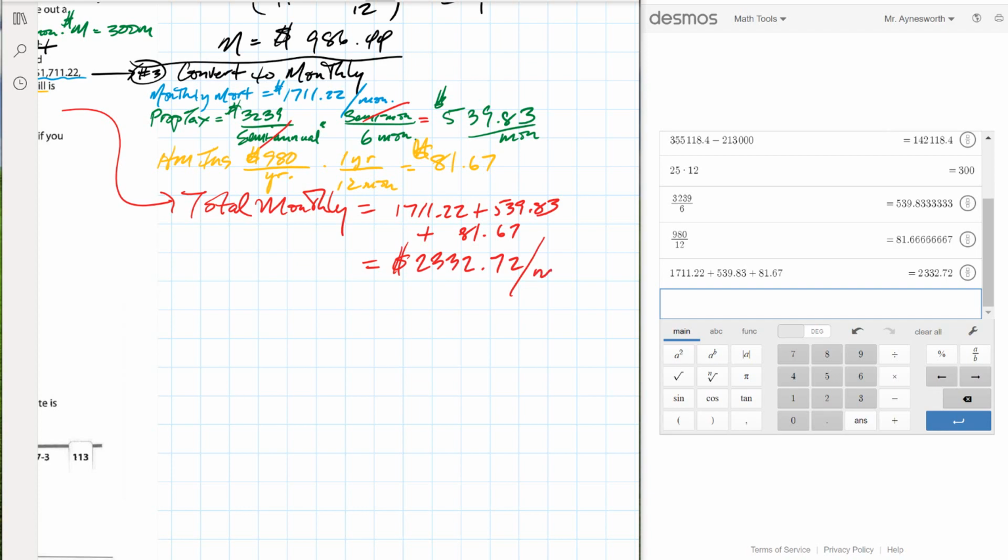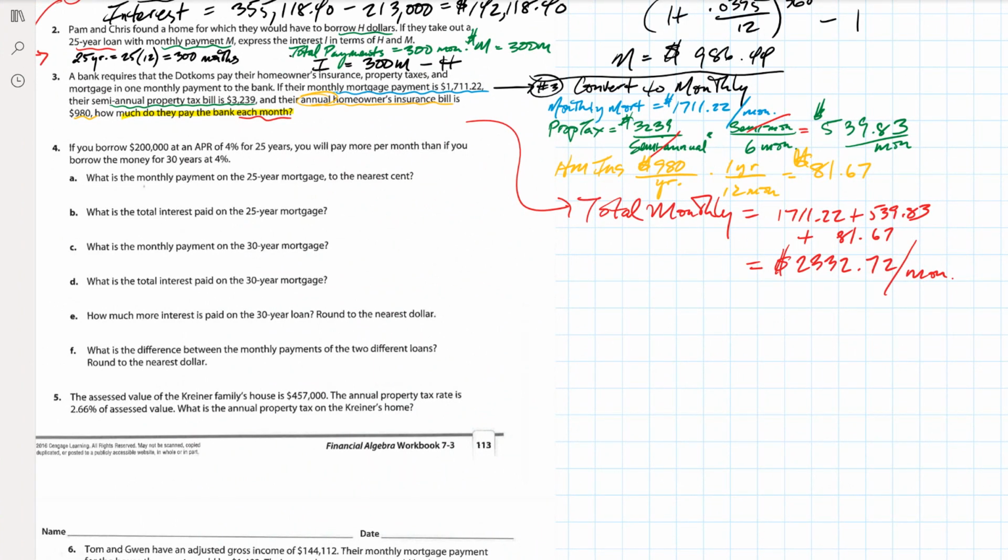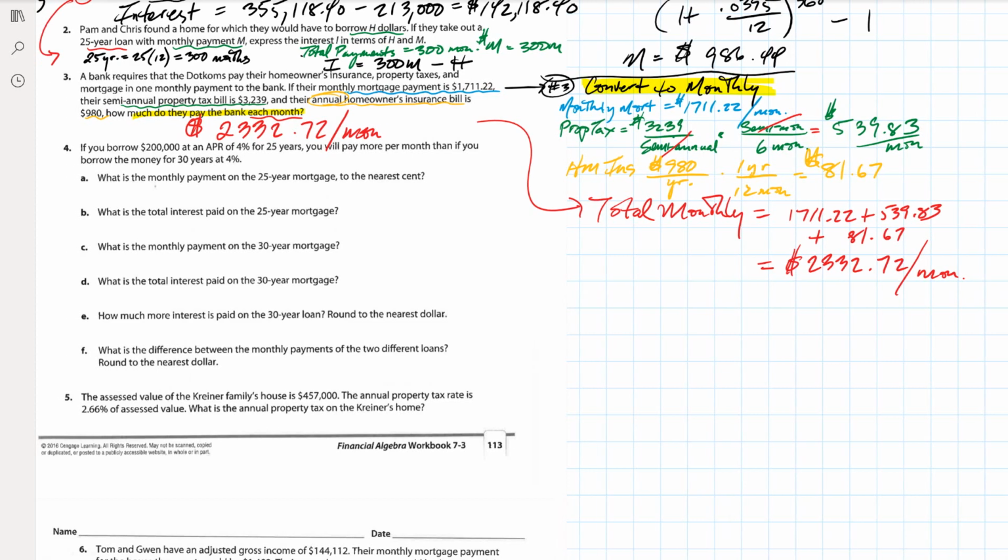Okay, that's monthly. All right, so let's bring that over, and that's right here. So monthly payment is $2,332.72 per month. Okay, so what you do is you convert to monthly. That's the key. So let's highlight that. You convert everything to monthly.